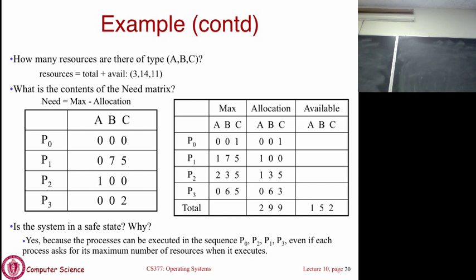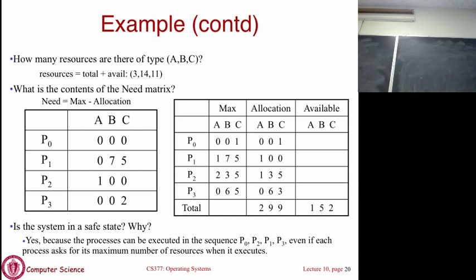Right. It's just what we had previously available plus what P0 just released, because we just ran that to completion. So now we have 153 currently available. So now we can say run P2, because it is only going to request 1 more of A, which we have. Once it's finished, it's going to release all of its resources, and so on and so forth.